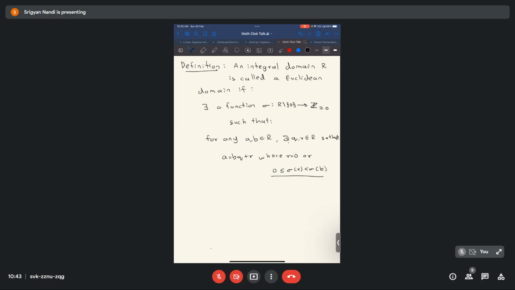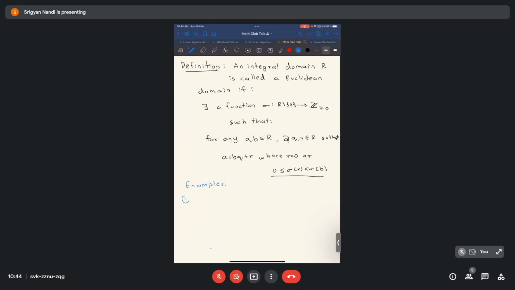Since in any arbitrary ring we don't have a natural order, like the one that we do have in the integers, we need to use the size function when stating the condition that the size of the remainder should be less than the size of the divisor. So some examples of Euclidean domains.